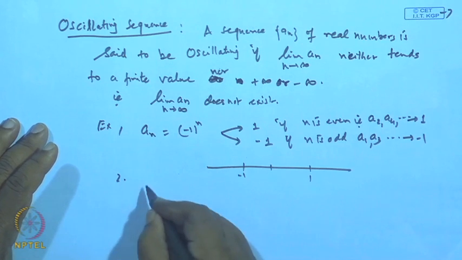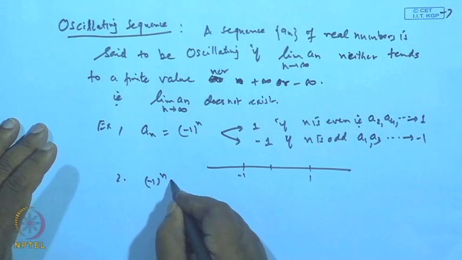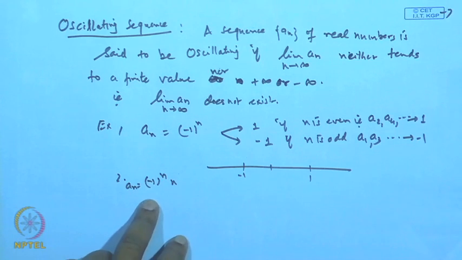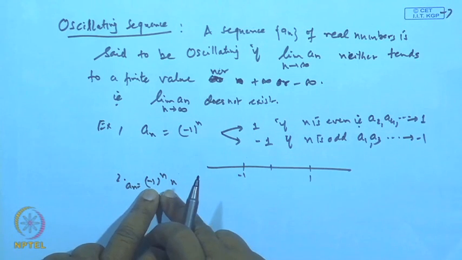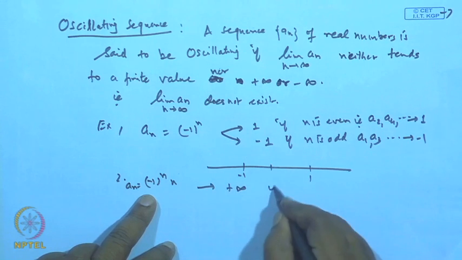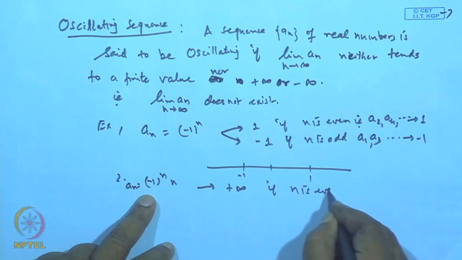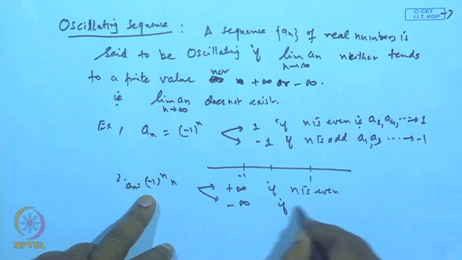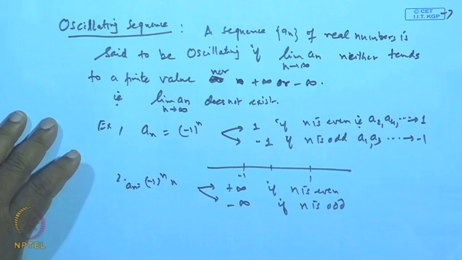Similarly, if we take the sequence minus 1 to the power n times n, then when n is sufficiently large and even, it goes to plus infinity, and if n is odd, it goes to minus infinity. So, it does not have a limit.